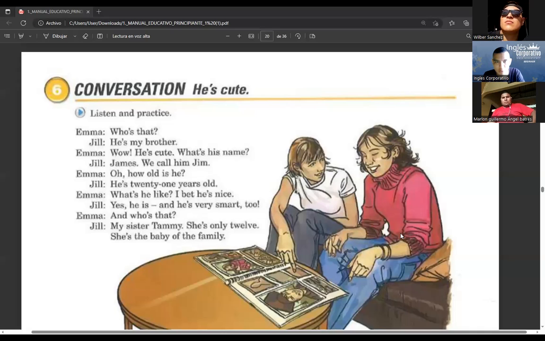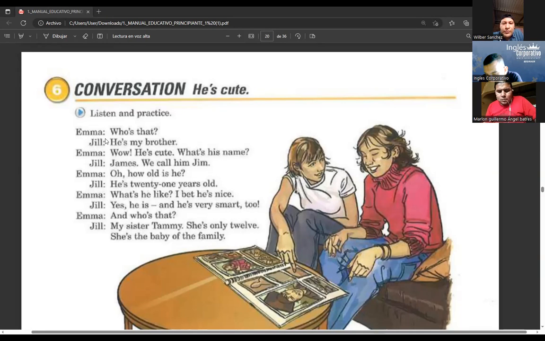Y dice, what's that? He's my brother. Wow, he's cute. What's his name? James. We call him Jim. Oh, how old is he? He's 21 years old. What's he like? I bet he's nice. Yes, he is. And he's very smart, too. And who's that? My sister, Tammy. She's only 12 years. She's the baby of the family. Ok, necesitamos dos voluntarios, uno que sea Emma y otro que sea Jill, para practicar la conversación.